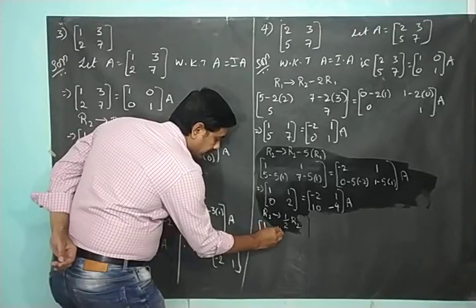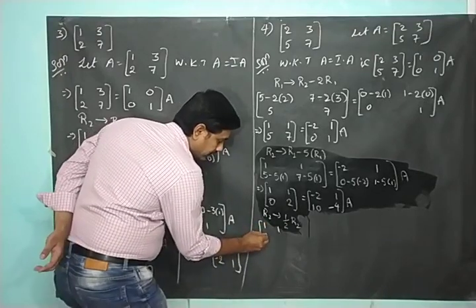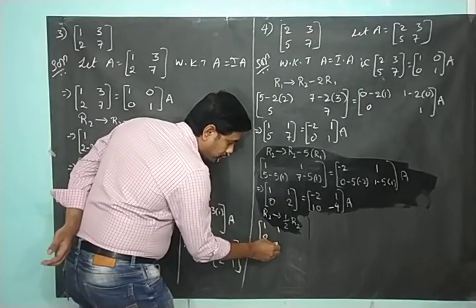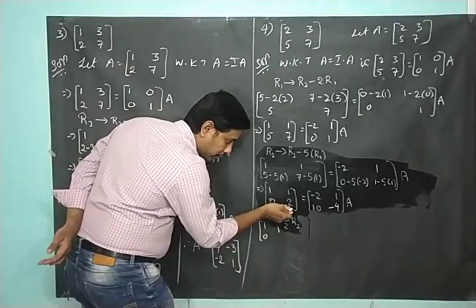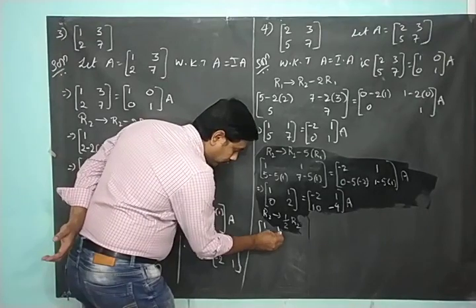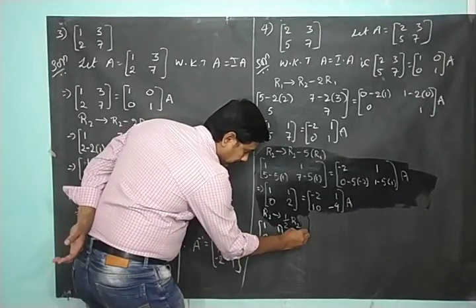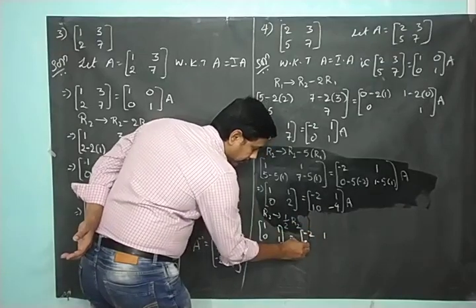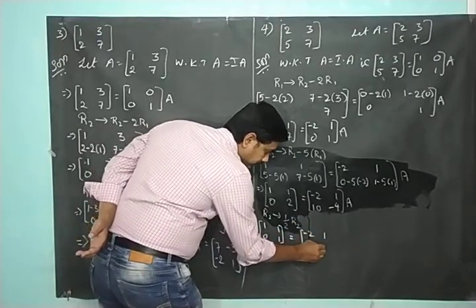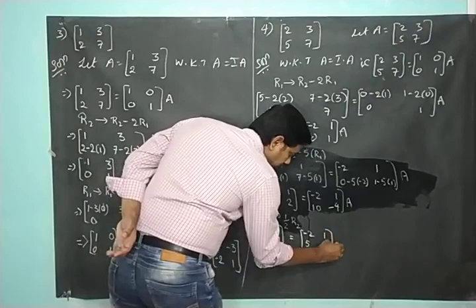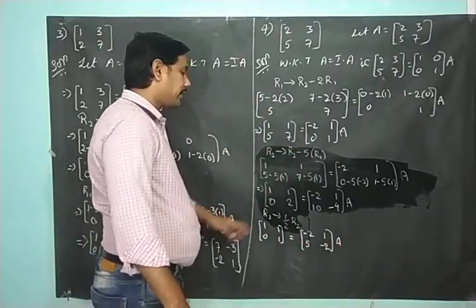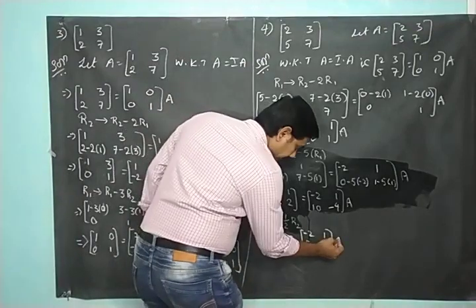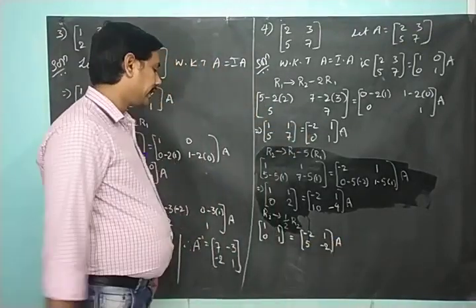So 1, 1, 0, then 1 upon 2 into 2. That is, 1 upon 2 into 2 is nothing but 2 by 2, 1. Minus 2, 1. 10 divided by 2 is 5. This will be minus 2. Multiplying by 1 by 2 or dividing by 2, both are one and the same. Right? So we will get this one.